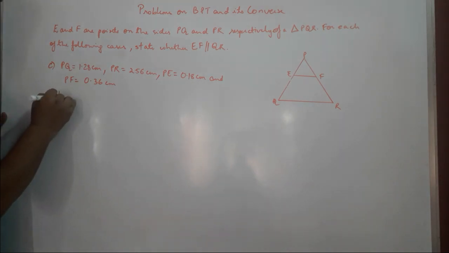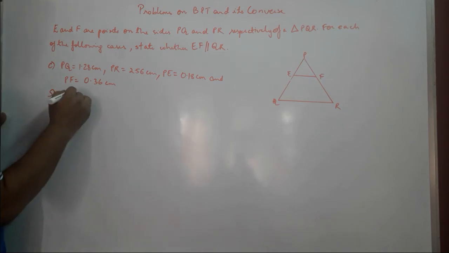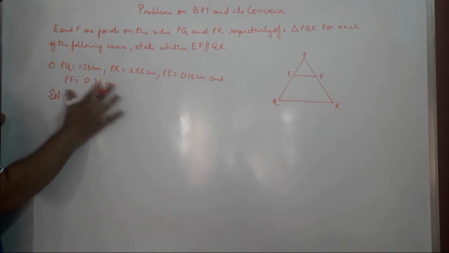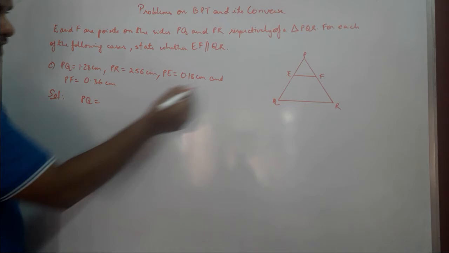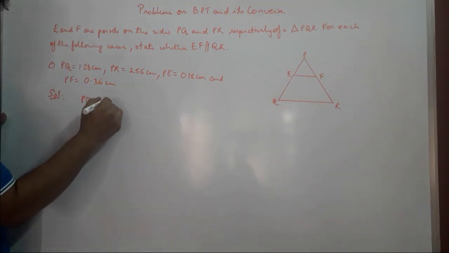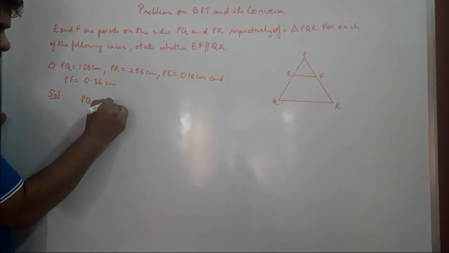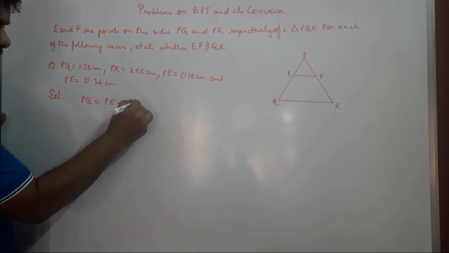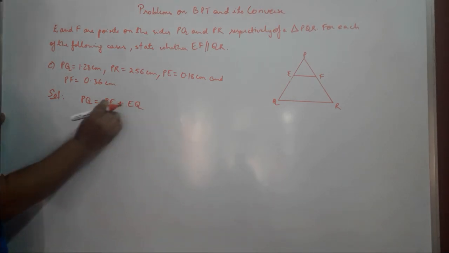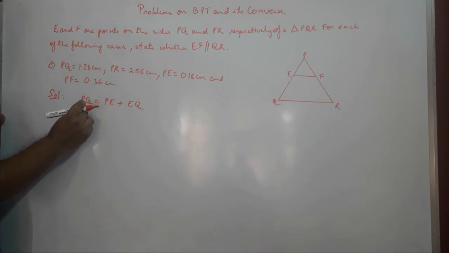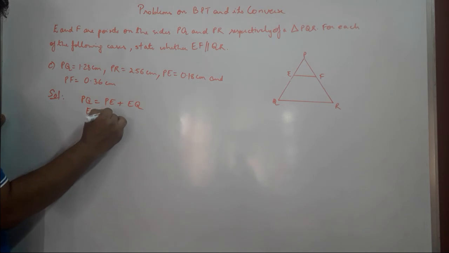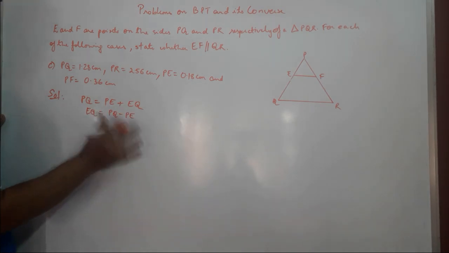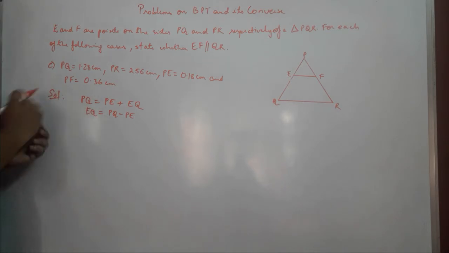Okay, so we say solution, and we'll find out what is EQ. To actually tell you how it works, this is how it works. PQ, that is the entire length, is made up of the sides PE plus EQ. We need EQ, so I take PE on the left hand side, which will make it negative. So we will have EQ is equal to PQ minus PE. So I've just changed the side, making sure the unknown quantity is on the left hand side, that's all.